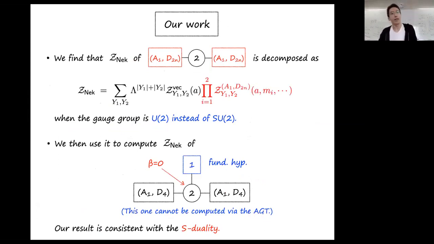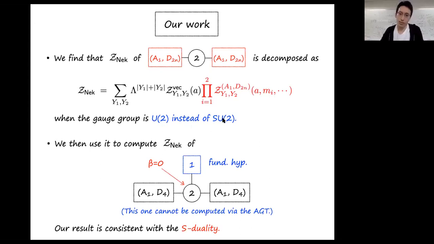And today in this talk, I want to give you an answer to this question. In our work, we actually found that the result of the generalized AGT correspondence, I mean the Nekrasov partition function of this guy computed by generalized AGT, is actually decomposed in this way if and only if you replace the gauge group with U2. This is one subtlety. In many cases, people don't pay attention to the difference between U2 and SU2. But in our case, it matters, because this sum over the Young diagrams is actually a sum over fixed points on U2 instantons instead of SU2. So in order to have this kind of formula, you need U2 gauge group instead of SU2.